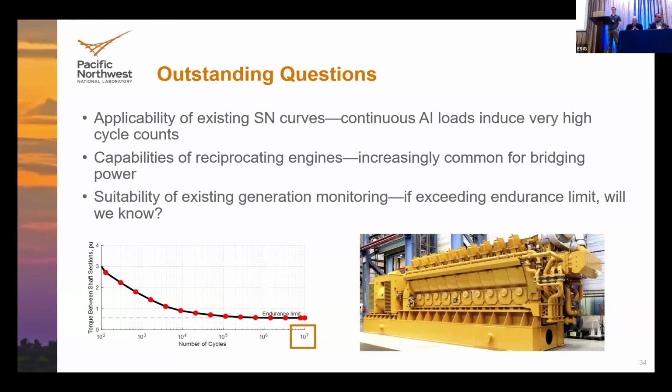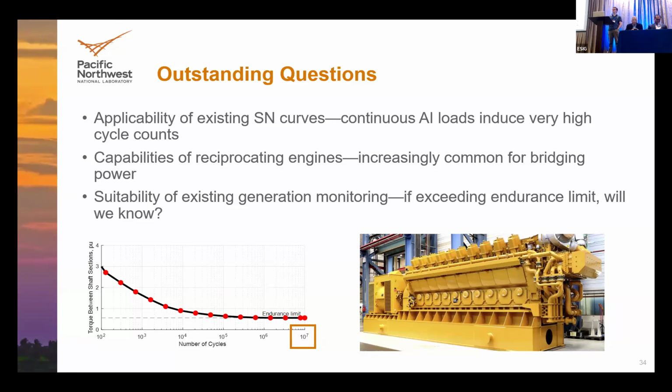And the other aspect is that the actual steady state torque in reciprocating machines is unsteadier, because it's a reciprocating engine and not a turbine. So you have that added source of load on the engine that you have to account for.